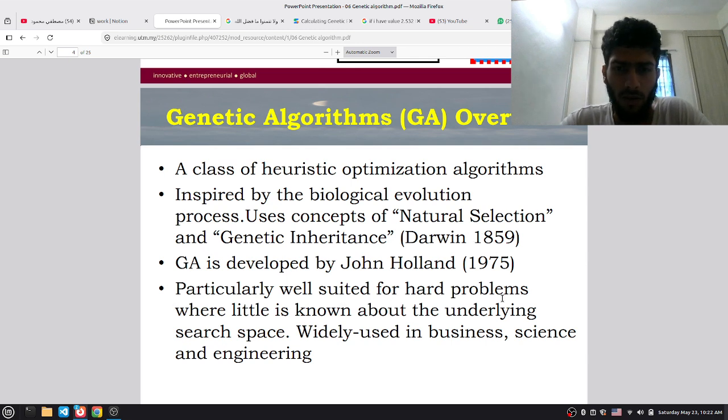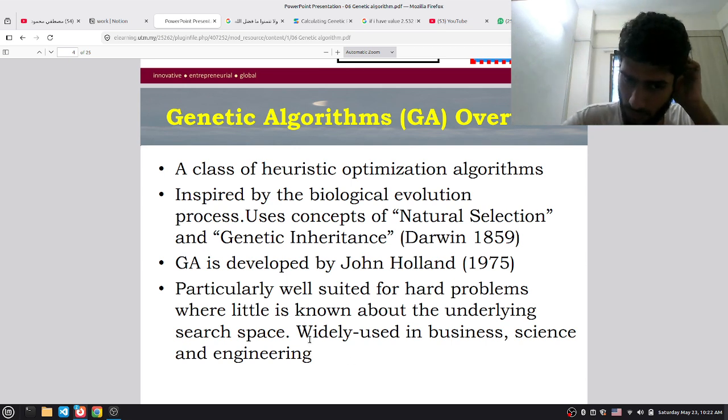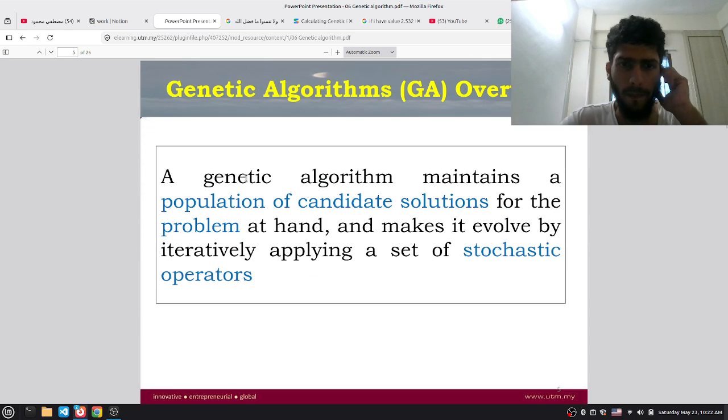Particularly well suited for hard problems where little is known about the underlying search space, widely used in business, science, and engineering. So we actually use it. We actually use it in science, engineering, and everything. It's like everything else.